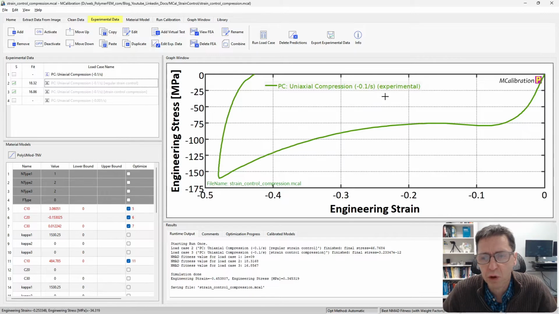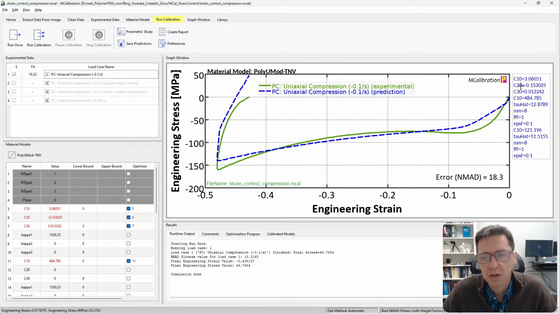So here's some data for polycarbonate uniaxial compression followed by unloading. And I have calibrated the PolyUMod TN and VMod to this. And here's my load case. If I simply run this once, we'll see in blue here is the predicted stress strain curve. It looks pretty good. It can be improved further by calibrating it more. But the point here is that you can see that the blue dashed curve, the prediction, is not constrained to only be negative. Remember, a compression test has negative strain and negative stress, but the prediction here actually goes positive.